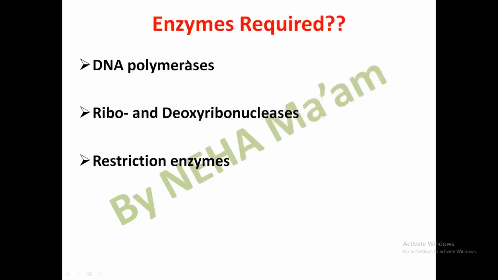Now, what are the enzymes which are required in DNA cloning? So, the first type of enzyme that is required is DNA polymerase. DNA polymerase is the DNA polymerizing enzyme which can help in the amplification of the DNA sequence. Ribonuclease helps in the degradation of RNA segments, while deoxyribonucleases help in the degradation of DNA sequences. Another important enzyme is restriction enzyme. Restriction enzymes basically help to cut the DNA sequence from the whole genome of the organism.